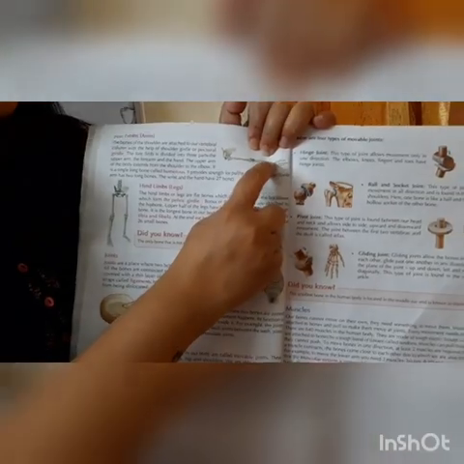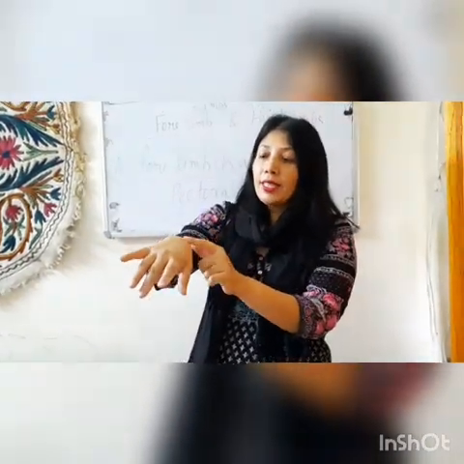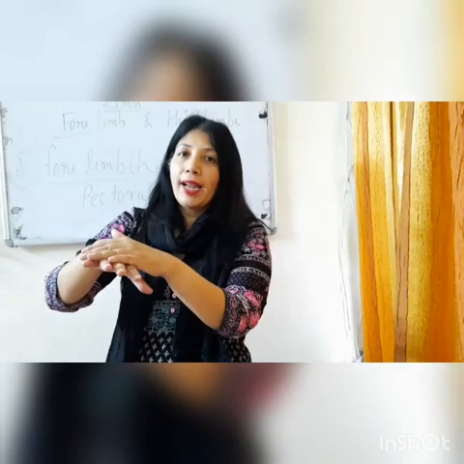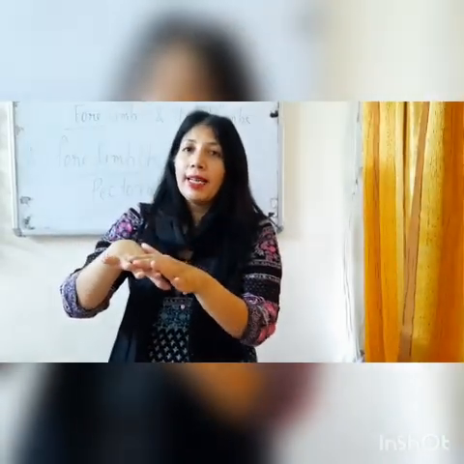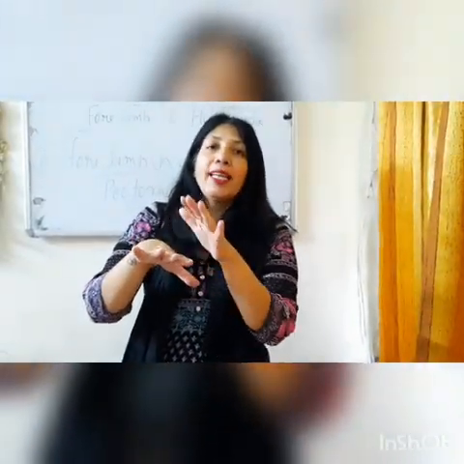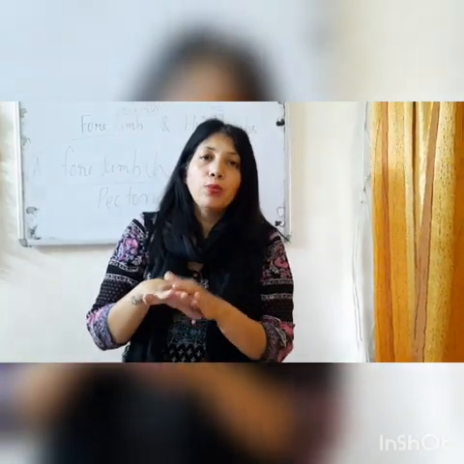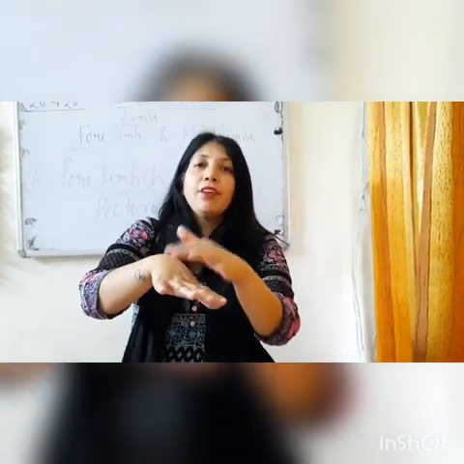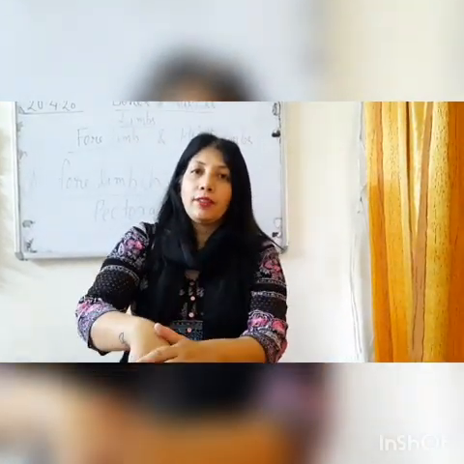Then it is joined by the wrist. Okay? Upper arm, forearm, and then there is wrist, and it is joined with the help of hands. And in the hands there are 27 bones. How many bones are there? 27 bones are there in your hand.